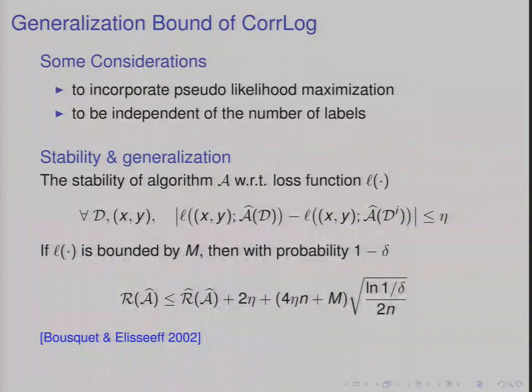Basically, the stability of an algorithm says that the variance of a learning algorithm is small. So we can use this to derive a generalization bound on the testing error. The testing error is bounded by the empirical error plus a residual term that is determined by the stability eta.